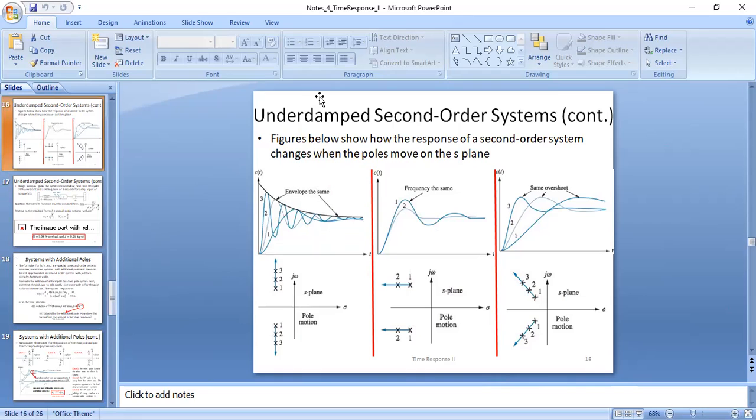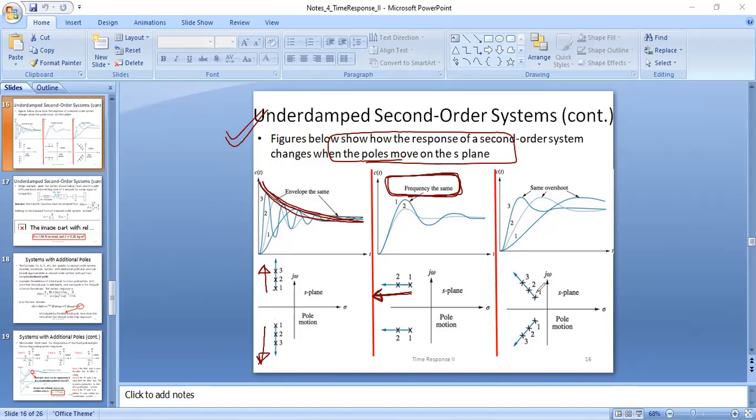Now, you should remember this one also: the figures below show how the response of a second order system changes when the poles move on the S plane. If your poles are moving in the upward direction, your envelope will always be the same. When your poles move horizontally, then you will say that your frequency is the same.